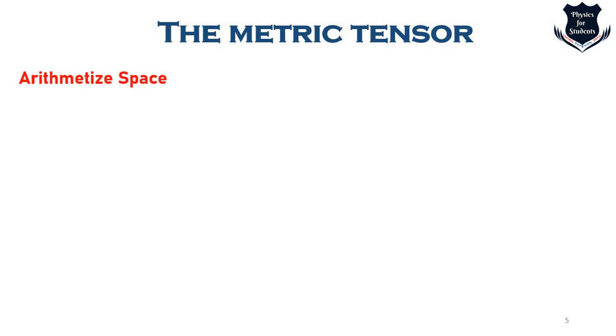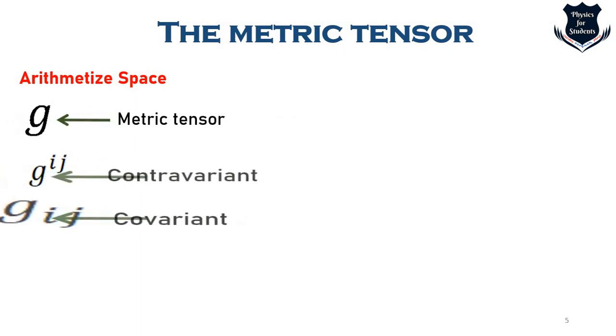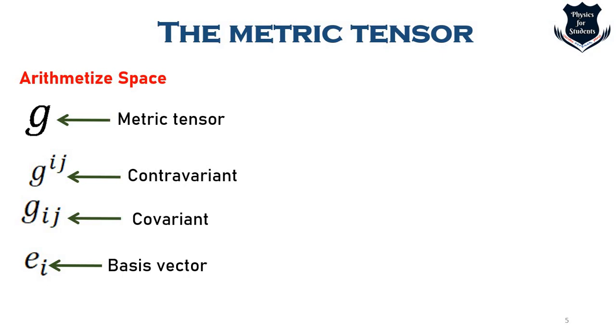Now the metric tensor that we know is something which arithmetizes the space. That means given a space, if we want to frame certain rules, the ways in which distances, angles and other things change, the metric tensor is basically the object for that. We denote it by small g, and this is particularly measured for contravariant. You will always find the indices going up for the contravariant and going down for covariant, and this is the basis vector.